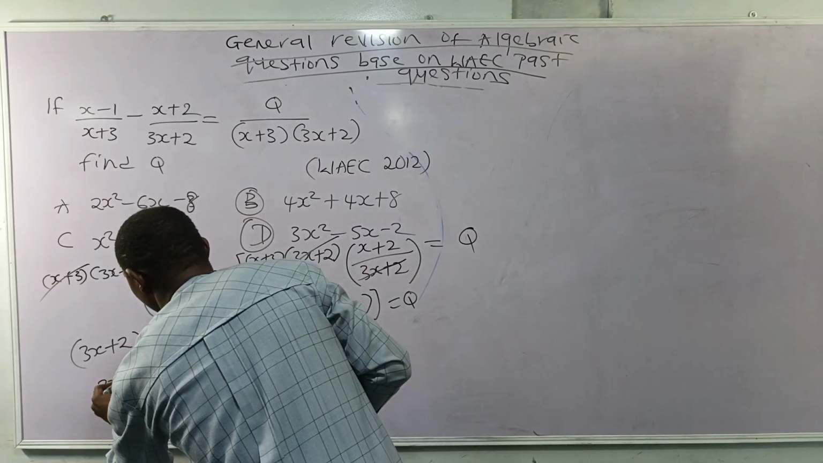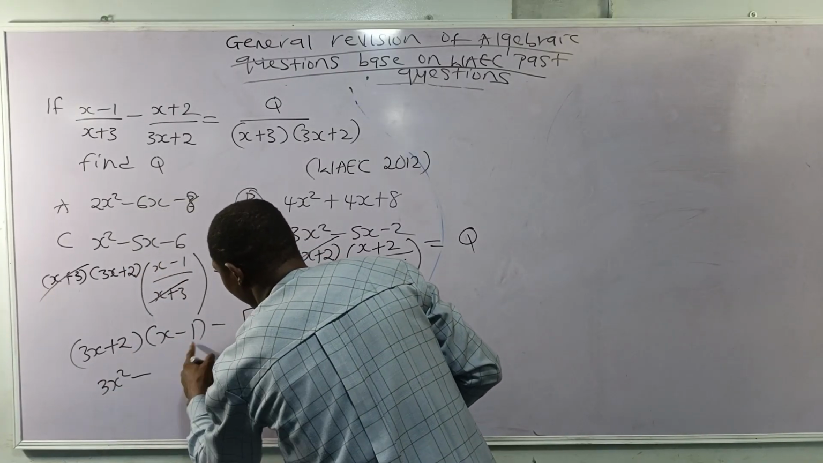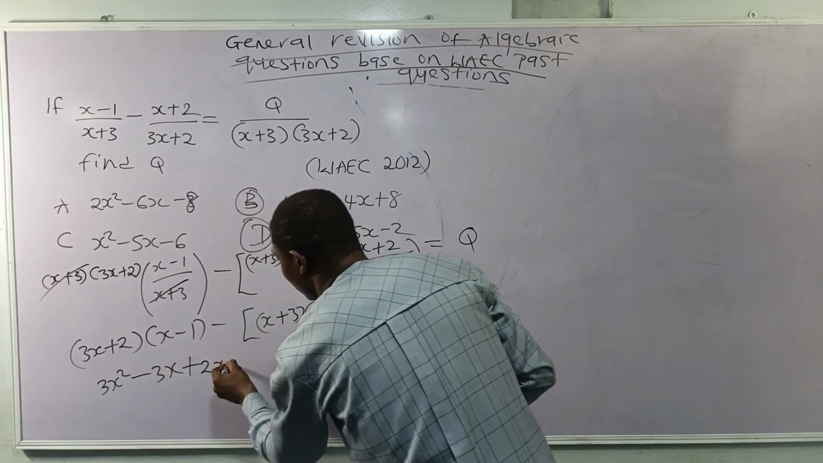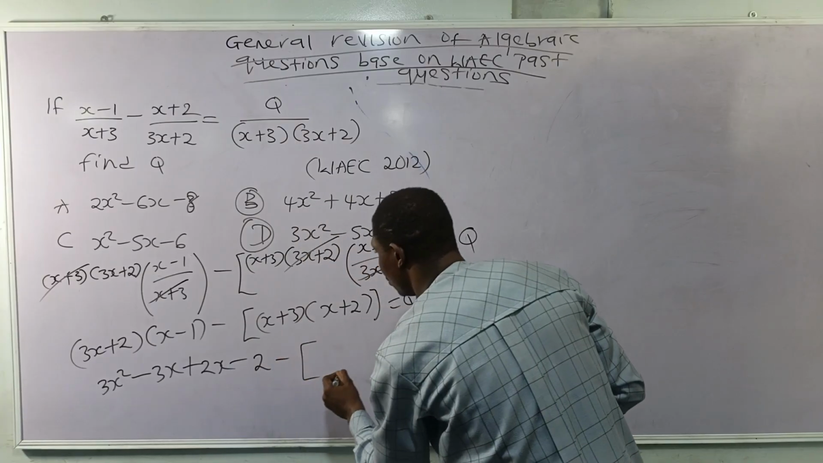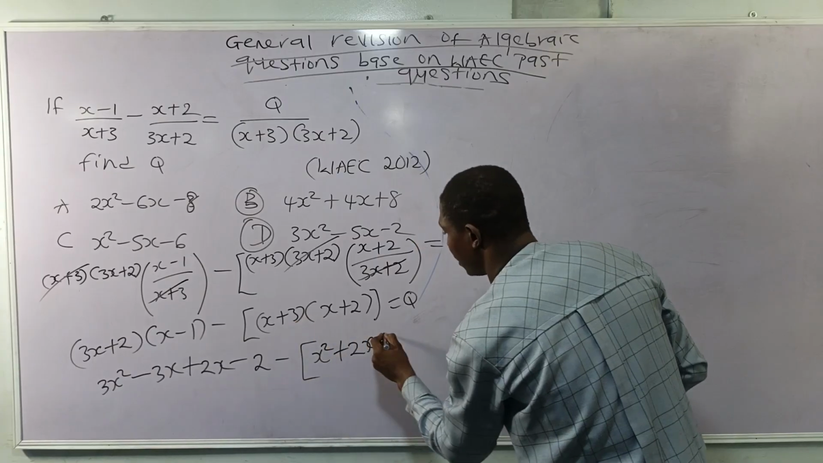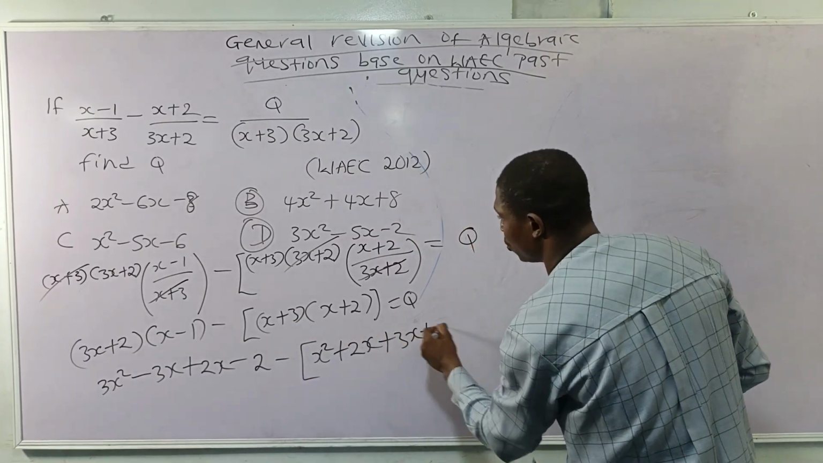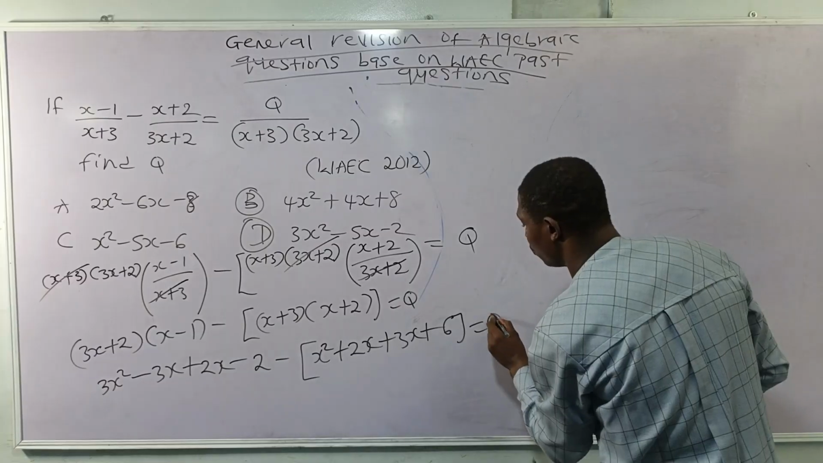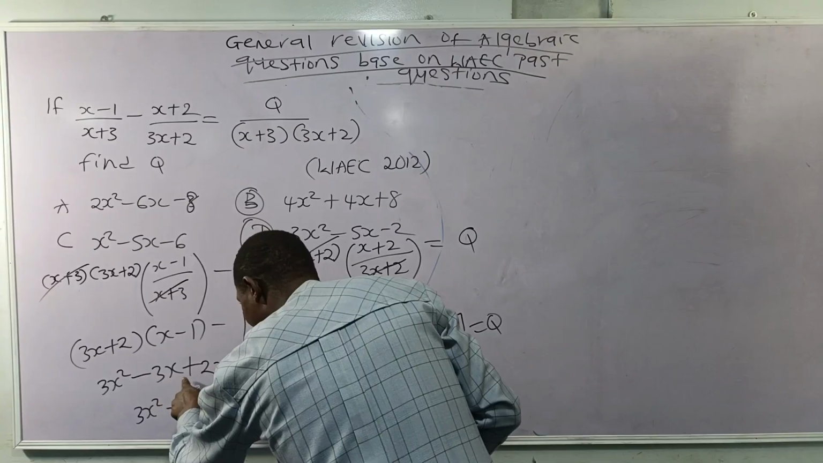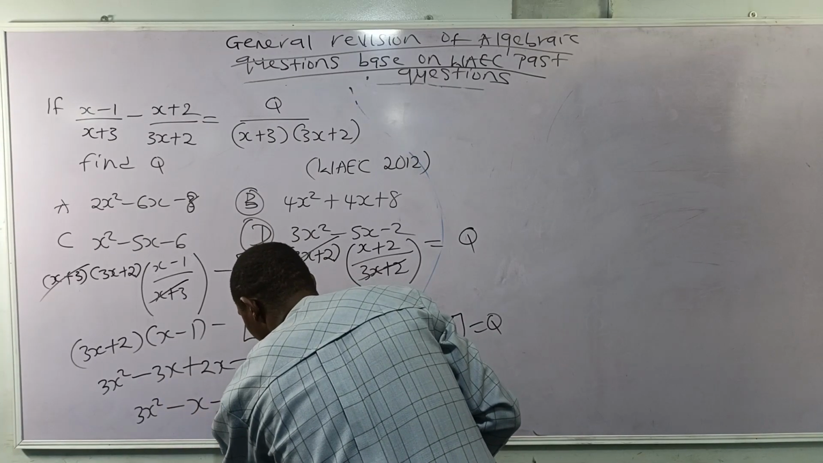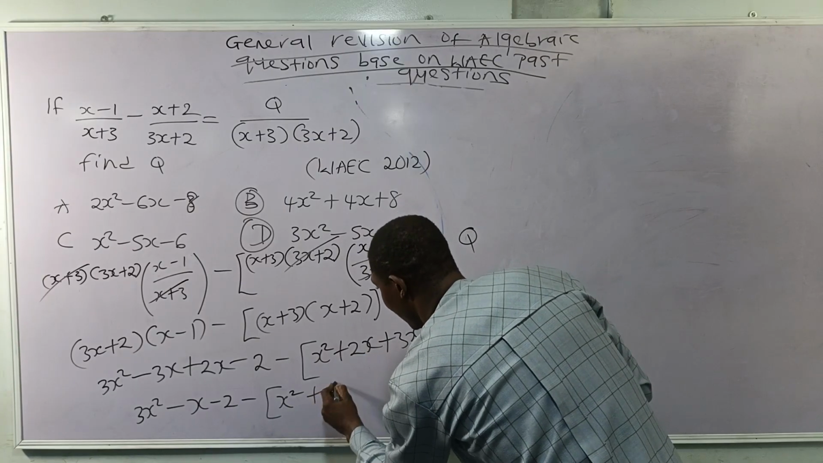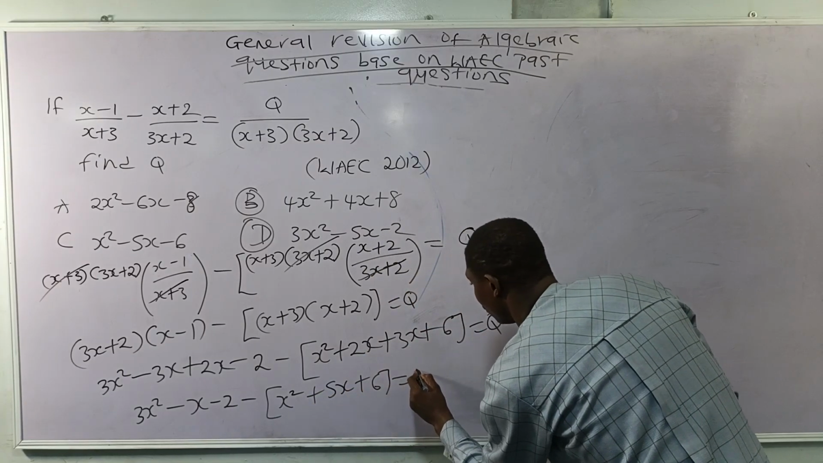3x times x will give me 3x squared. Plus times minus is minus. 3x times 1 is 3x. Plus times plus is plus. 2 times x, 2x. Plus times minus is minus. 2 times 1 is 2. Minus. x times x is x squared. x times 2 is 2x. 3 times x is 3x. Plus times plus plus. And 3 times 2 is 6. Equals to q. So we have 3x squared minus 3x plus 2x will give me minus x minus 2 minus, I have x squared, 3 plus 2 is 5. So I have 5x plus 6 equals to q.